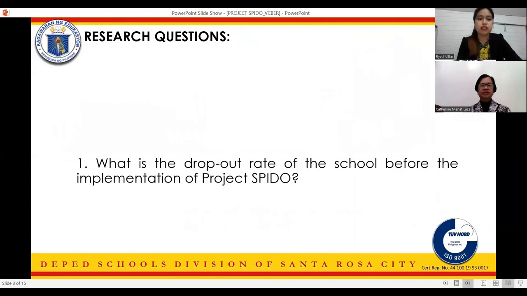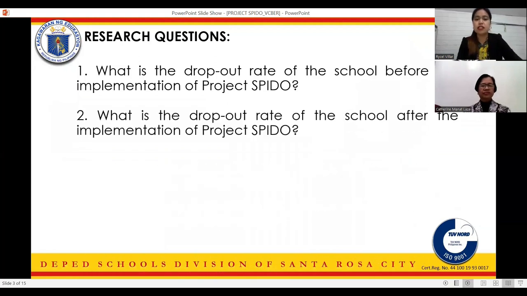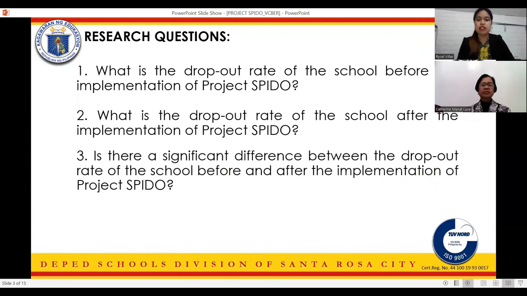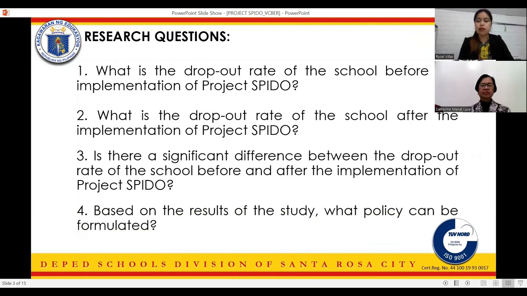Our research questions: First, what is the dropout rate of the school before the implementation of Project SPEDO? Second, what is the dropout rate of the school after the implementation of Project SPEDO? Third, is there a significant difference between the dropout rate of the school before and after the implementation of Project SPEDO? And fourth, based on the results of the study, what policy can be formulated?